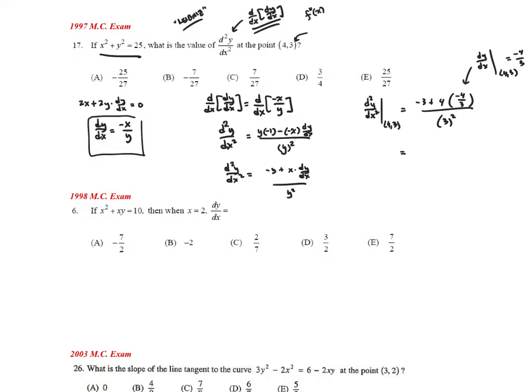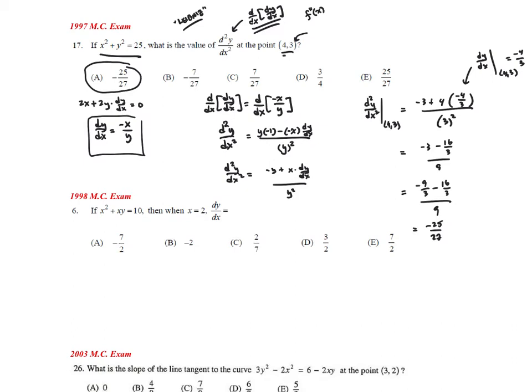Okay, so now it's just a matter of simplifying some algebra. That would be negative 3 minus 16/3, all over 9. Now I can kind of see where this is going. It's going to have a denominator of 27. Let's do a little bit more algebra. 3 is 9/3, so that'd be negative 9/3 minus 16/3 over 9, which would come out to equal negative 25 over 27. So the second derivative evaluated at the point (4, 3) comes out to be negative 25/27.